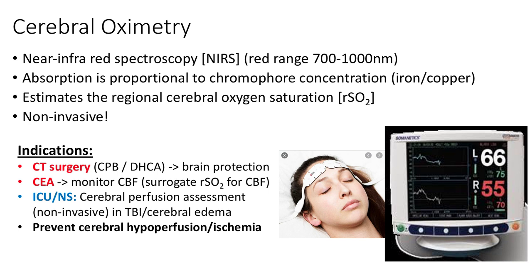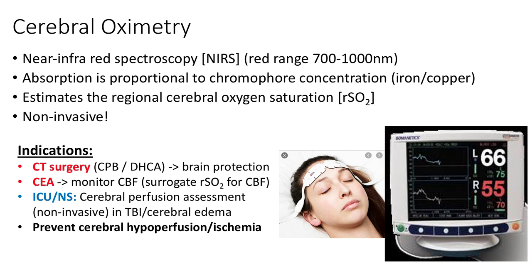Now the modality you most likely are going to use perioperatively for monitoring of the brain is cerebral oximetry. It is a near-infrared spectroscopy sensor. The spectrum is between 700 to 1000 nanometer wavelength. And obviously the absorption spectrum is proportional to the chromophores' concentration, iron and copper. Iron for hemoglobin, copper for the cytochrome aa3.